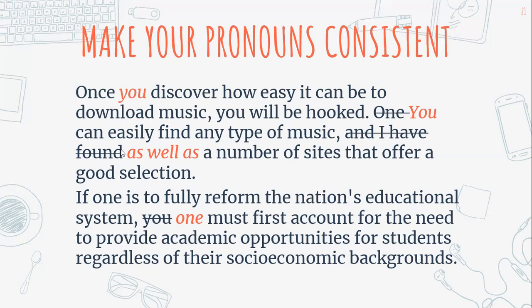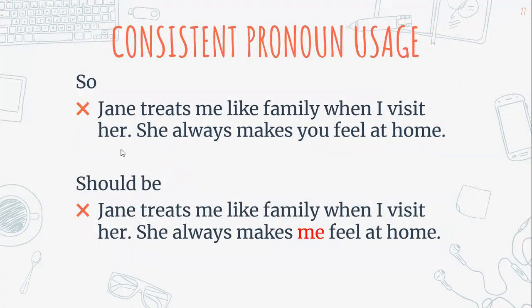So with that being said, we have another example. So originally it says, Jane treats me like family when I visit her. She always makes you feel at home. And this should be, Jane treats me like family when I visit her. She always makes me feel at home. So again, the point of view is consistent in these two sentences. And we know who is speaking because, first person I. So of course, the point of view stays consistent throughout both sentences.